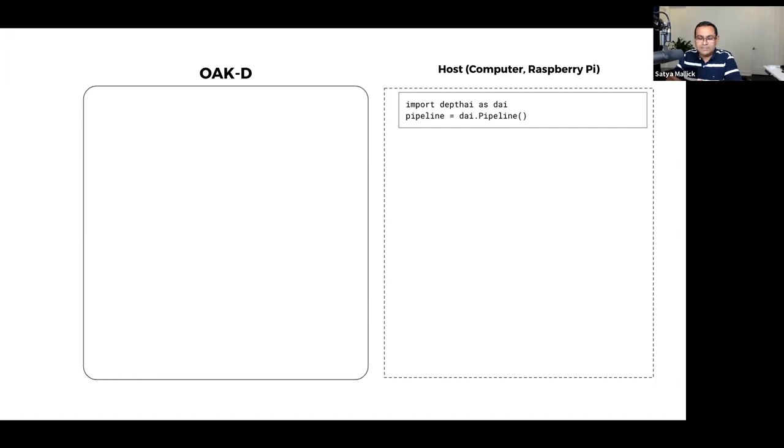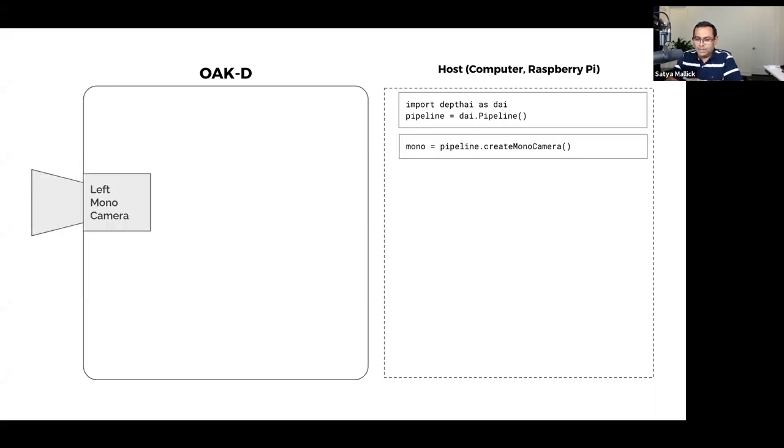So I have written some code here on the right-hand side, and this is executing on the host. Now, if you want to start a mono camera, we just define mono equals pipeline.create mono camera. So you have an instance of the mono camera in your Python code. It doesn't mean that we have activated it on the device yet. This is just a schematic showing that this is the mono left camera.